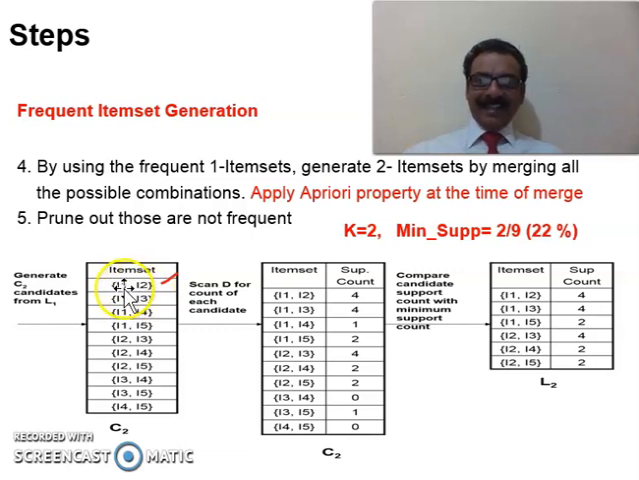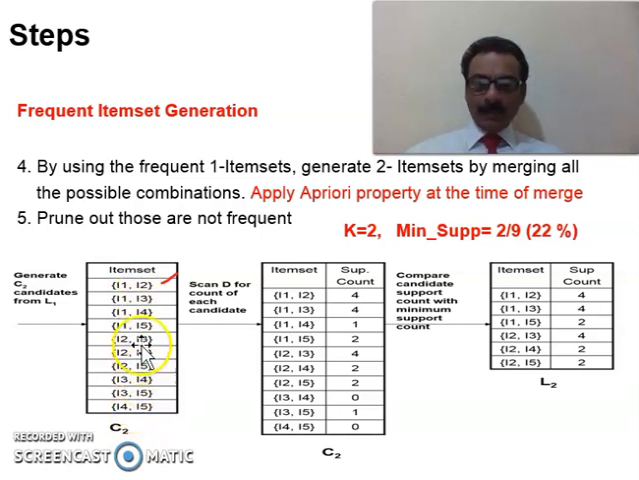Once again, if you're going to take I1, I2, then the subset of this particular set, that is I1 and I2, is the subset of it. So if either I1 or I2 is not going to be frequent in the previous case, then you cannot have I1, I2 in your candidate set. So this is what it says.